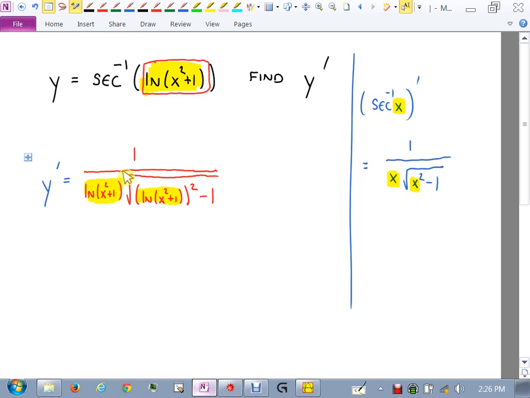Now I have to continue with the chain. Am I done with the secant inverse part? Yes. Now I go inside. What's the derivative of natural log of something? 1 over that something. So 1 over x squared plus 1. Then, done with natural log, take the derivative of what's inside the natural log, 2x. That's just to show you how you could do it. And you can do that for any of the 6 inverse trig functions.